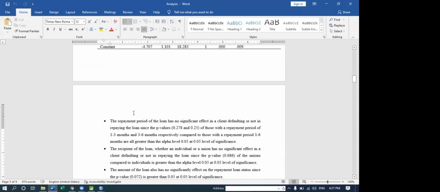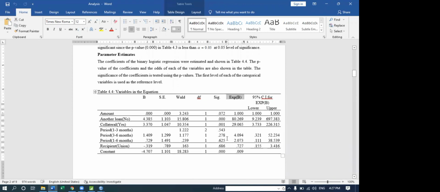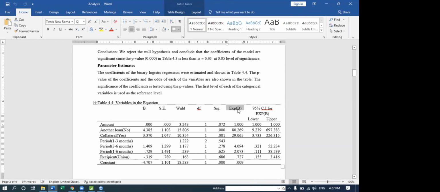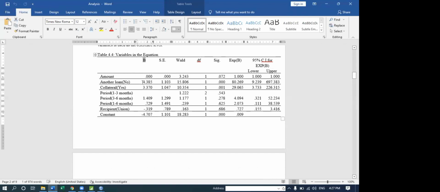When you want to interpret B, we call it odds. When we want to interpret exponent of B, we talk about risk ratio, the risks or the likelihood. We talk about likelihood when we're talking about exponent of B. When we're talking about B, we talk about the odds.